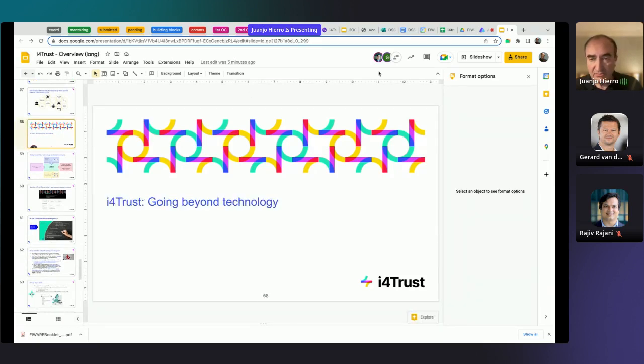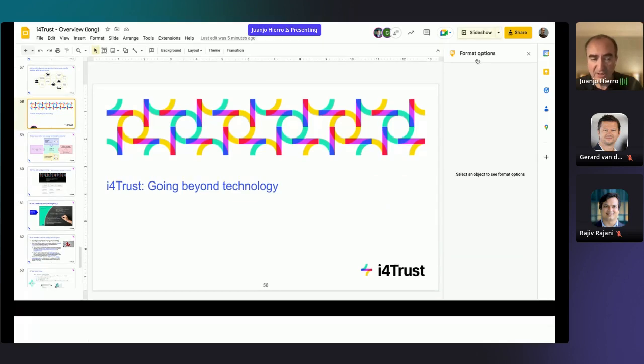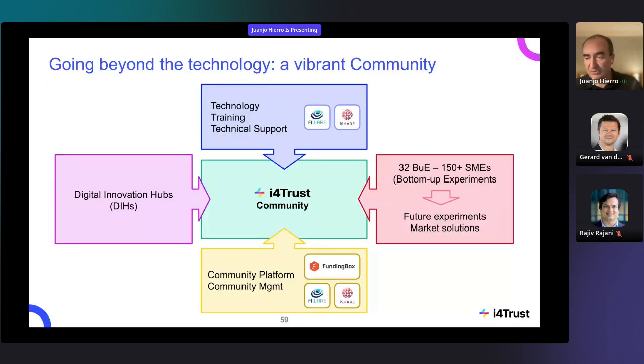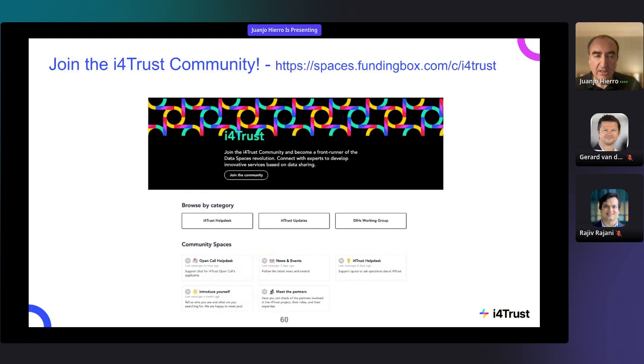To finish the presentation, let me go through the last slide, where we elaborate on the fact that i4Trust is going beyond the technology. As I already mentioned, it is a combination of technology, but also the involvement of digital innovation hubs and a number of initial pioneer experiments that will help to illustrate how i4Trust building blocks can be used effectively for creating data spaces.